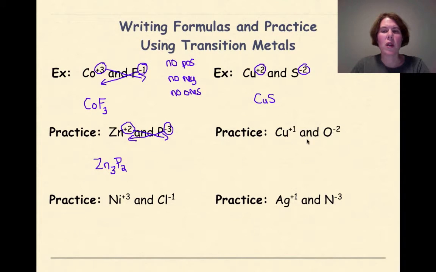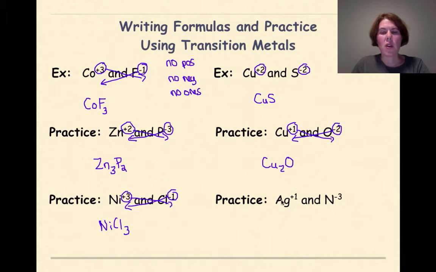Let's look at this next one. Cu +1, O -2. So the +1 is going to be subscripted by the oxygen, and the -2 is going to be subscripted by the copper. So this is going to be Cu2O. Then the next one at the bottom, Ni +3 and Cl -1. The +3 is going to be subscripted over here, and the -1 is going to be subscripted down here. So again, we're going to write the metal first, Ni. There's going to be a -1 crossing down, so we're not going to include anything there. And then the Cl with a subscripted 3.